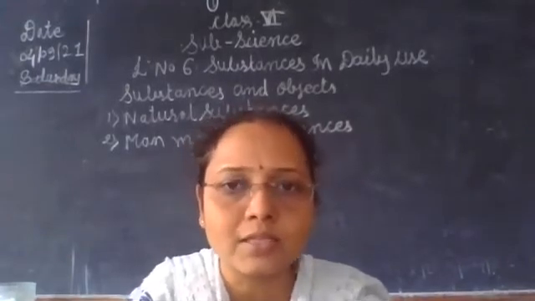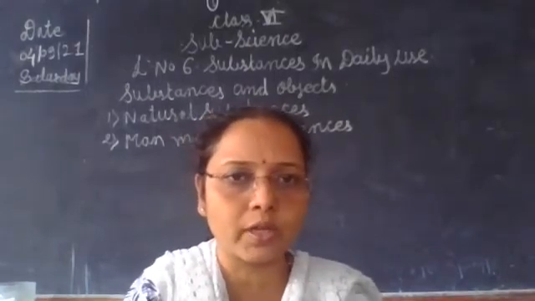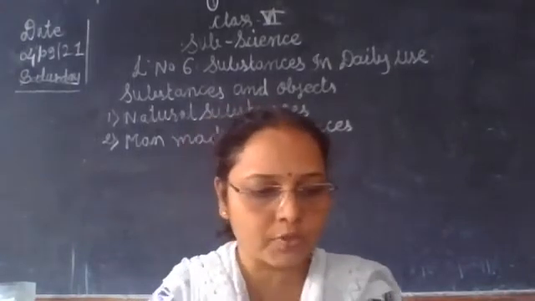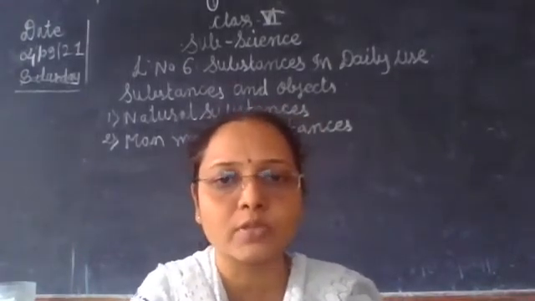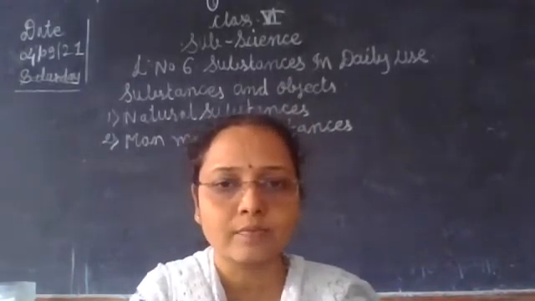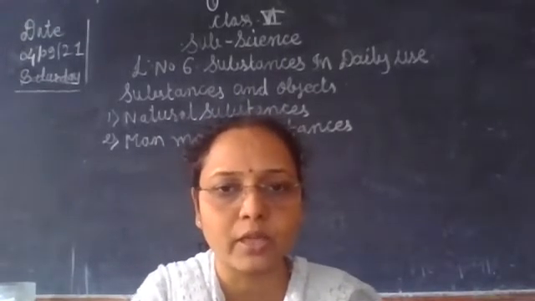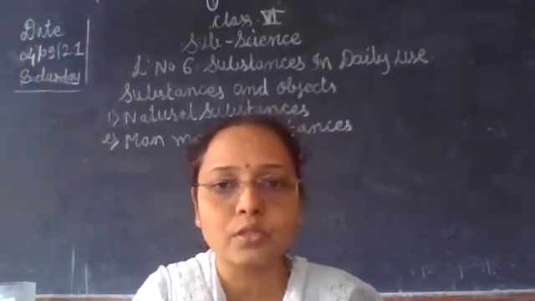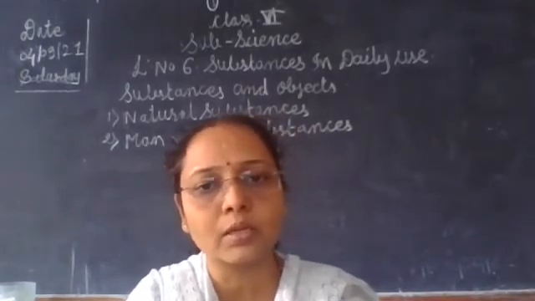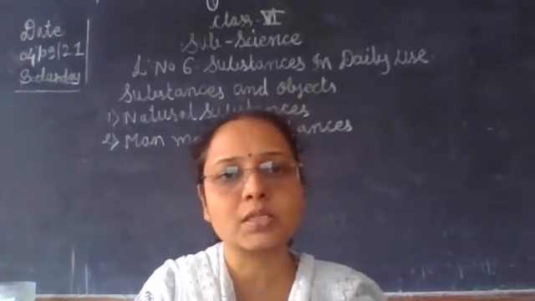So just revise. We are going to revise all the topics today. In this lesson, we have to learn substances and objects. Lots of substances and objects we see around us. Substances are made up of various things, such as wood is used to prepare wooden things, iron is used to prepare iron things, rubber is used to prepare all the rubber things, and plastic is used to prepare all the plastic things. So these are the substances.